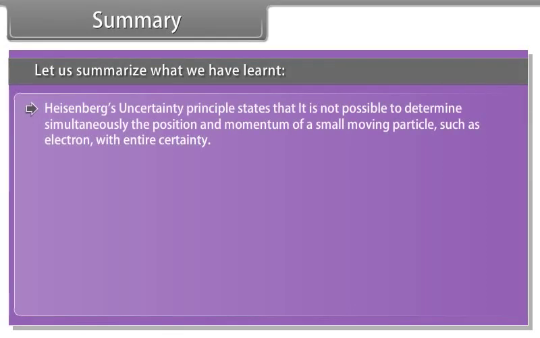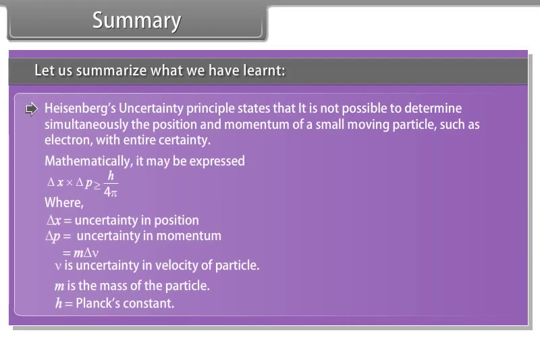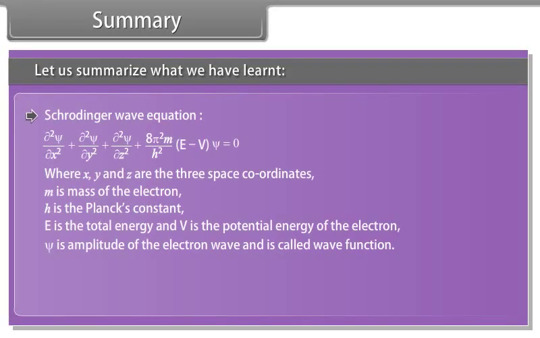Heisenberg's uncertainty principle states that it is not possible to determine simultaneously the position and momentum of a small moving particle, such as an electron, with entire certainty. Mathematically, it may be expressed as given below. Schrödinger wave equation, where x, y and z are 3 space coordinates, m is mass of electron, h is Planck's constant, E is the total energy and V is the potential energy of the electron. Psi is amplitude of the electron wave and is called wave function.